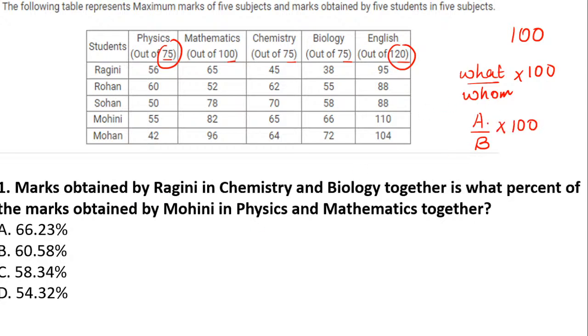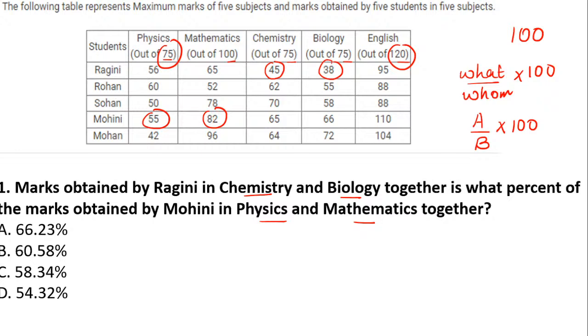So here what is A? A is marks obtained by Ragini in chemistry and biology, and that is what percentage of marks obtained by Mohini in physics and mathematics. So for Ragini, chemistry is 45 and biology is 38. For Mohini, physics is 55 and mathematics she has got 82. So these are the four values that we have to remember.